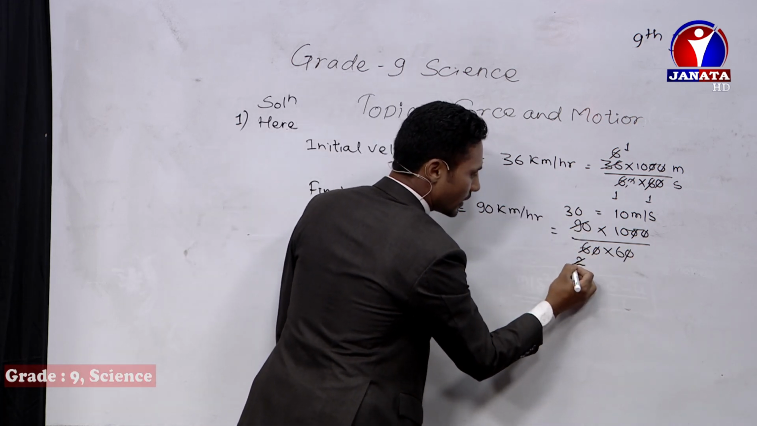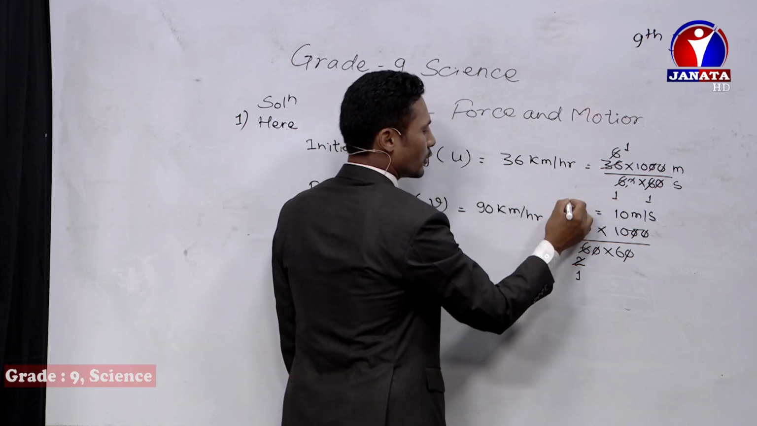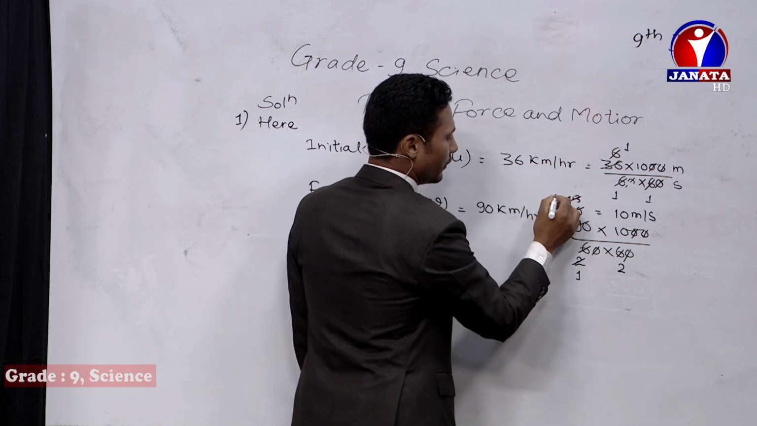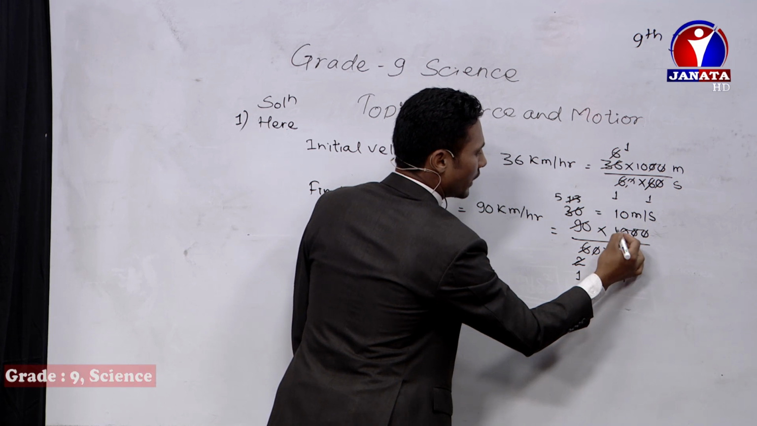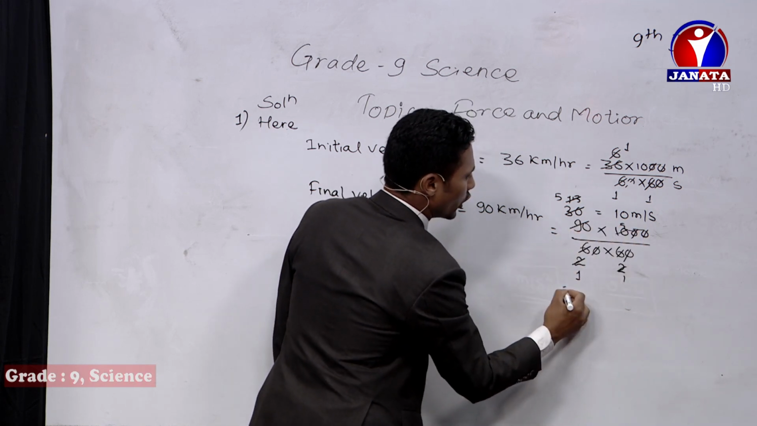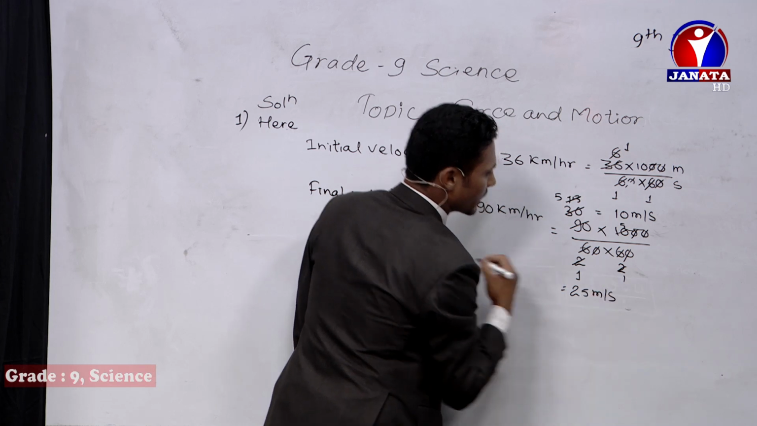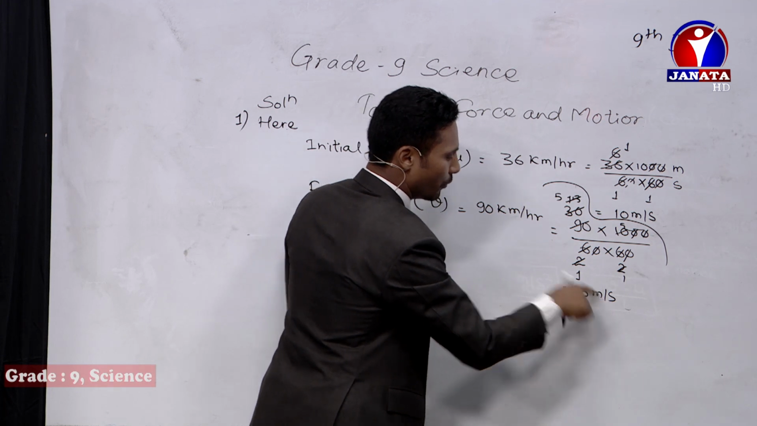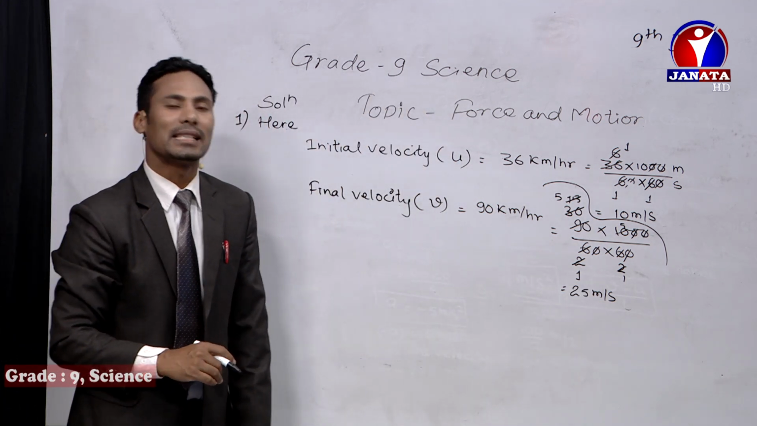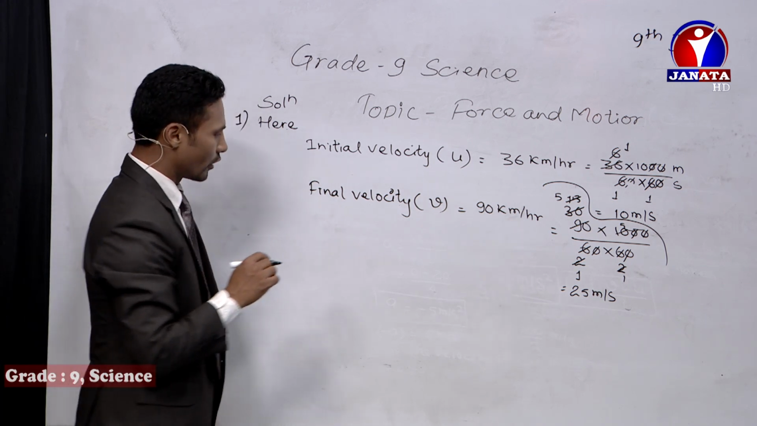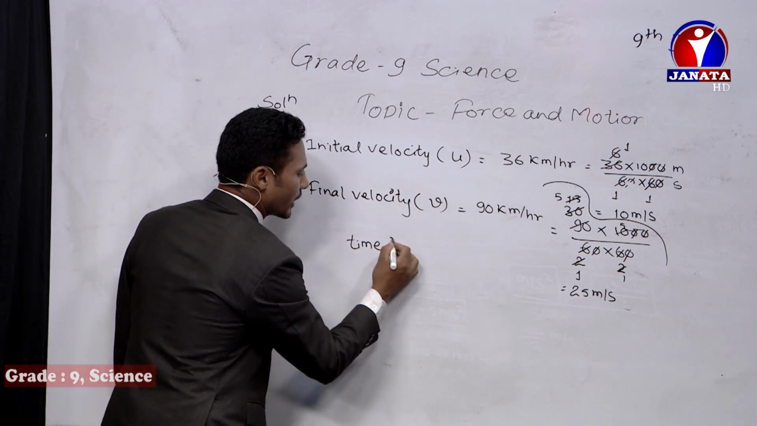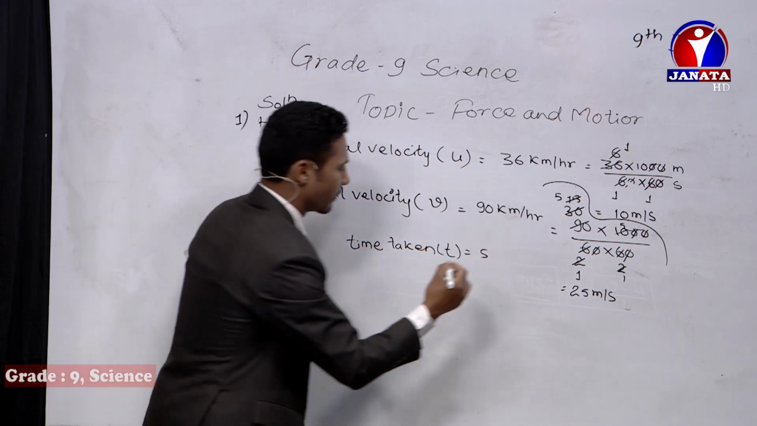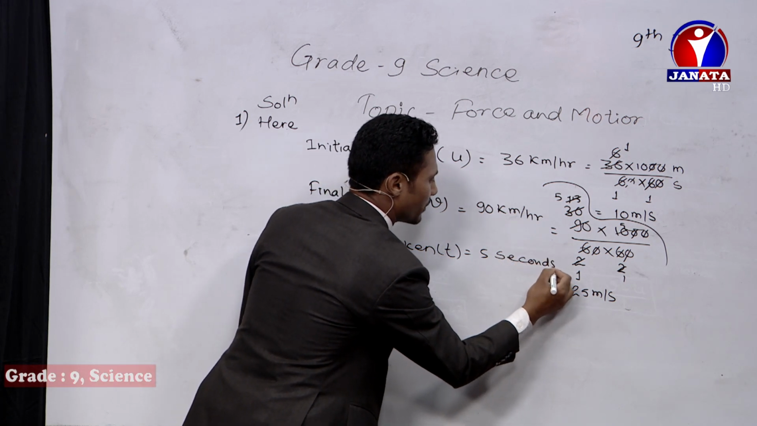Similarly, this one is 2 1s are 2 and 2 15s are 30, right? And this 3 2s are 6 and this one is 3 5s are 15, right? 2 1s are 2 and this is 2 5s are 10. That is 25 meter per second. So you can see this one, right? 25 meter per second when we change that into the SI system of units. And the time interval is also given over there. So time taken, represented by t, is given as 5 seconds, right? 5 seconds is given over there.